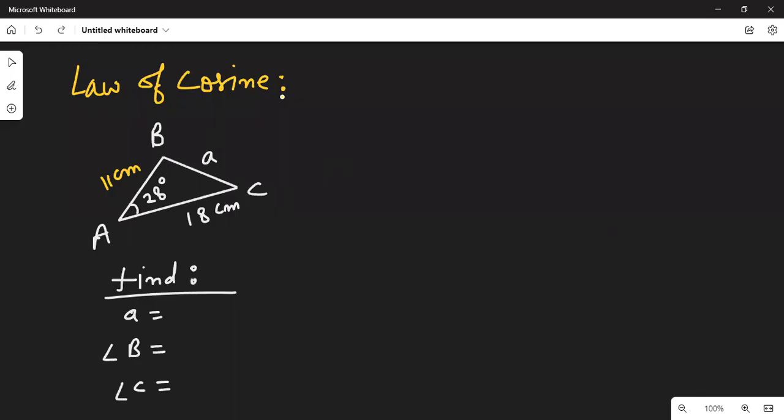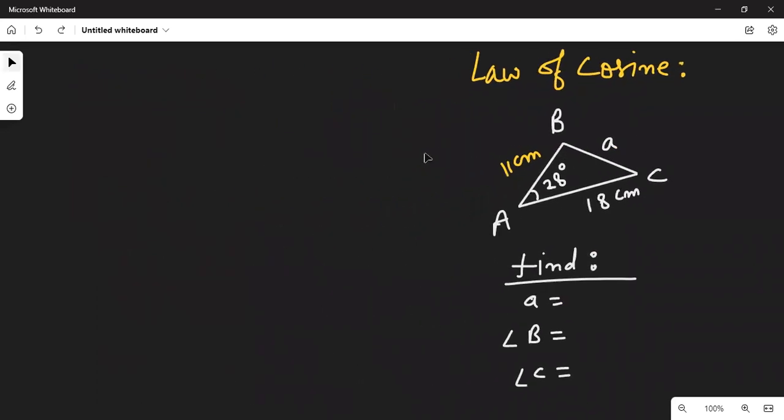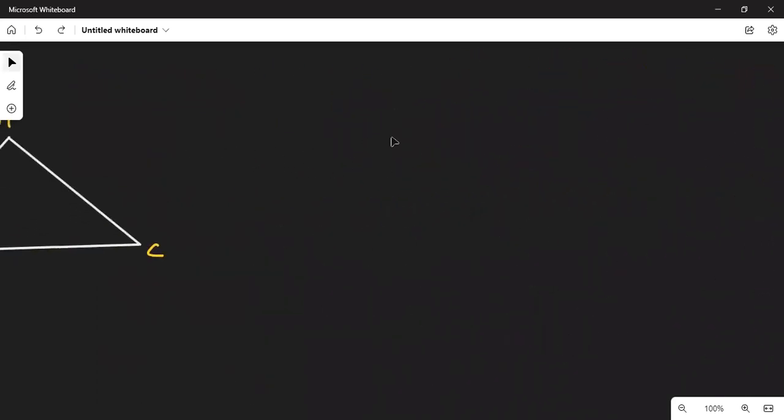Using the law of cosines, we are given this triangle ABC with two sides, one angle, and the opposite side, small a. The two angles, angle B and angle C, we are asked to find. So we'll work on this question. Before that, let's see what the law of cosines is.